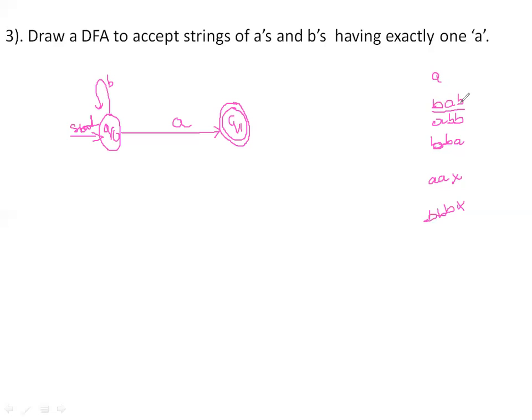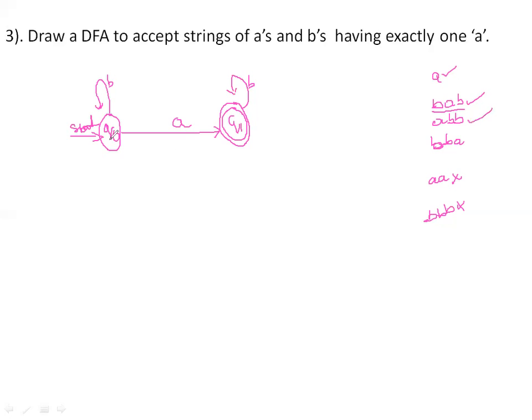But after processing the B, your DFA must be in the final state. So what we need to do is provide a self loop for B. Then if a string begins with any number of B's followed by one A and followed by any number of B's, it will remain in the final state. So this one will be accepted by this DFA, the second one also, the third one also.